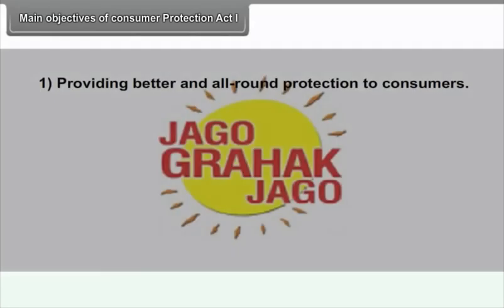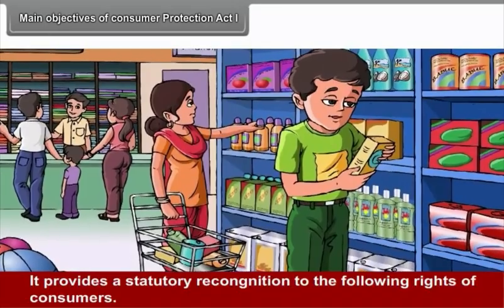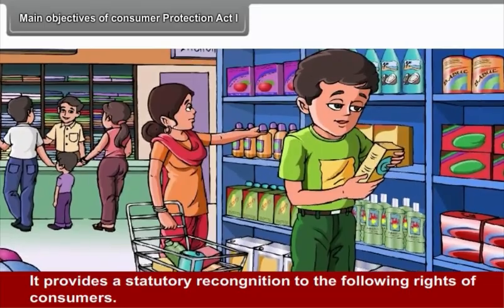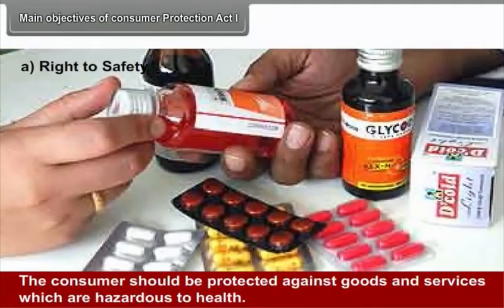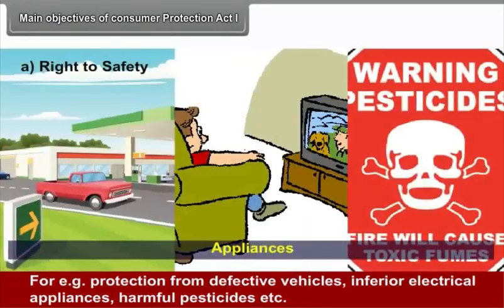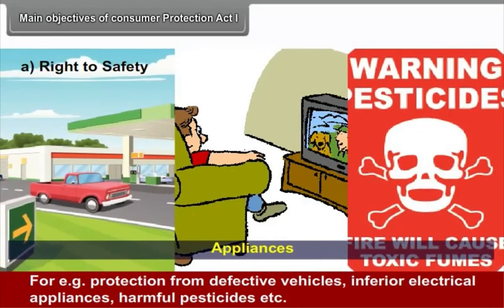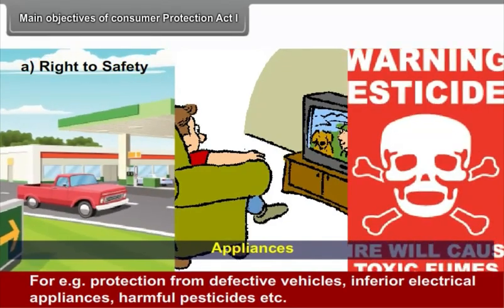Main objectives of Consumer Protection Act. 1. Providing better and all-round protection to consumers. 2. Making provisions for a simple and speedy machinery for redressal of consumers' grievances. It provides a statutory recognition to the following rights of consumers. Right to safety. The consumer should be protected against goods and services which are hazardous to health. For example, protection from defective vehicles, inferior electrical appliances, harmful pesticides, etc.